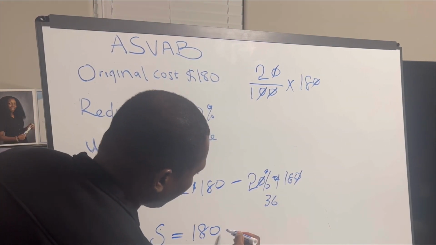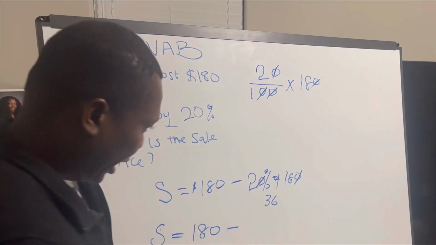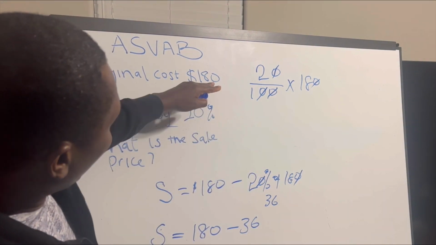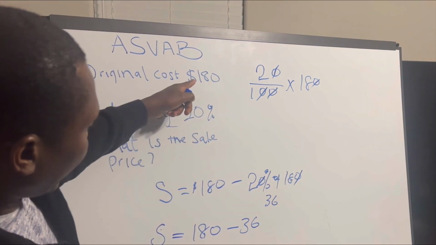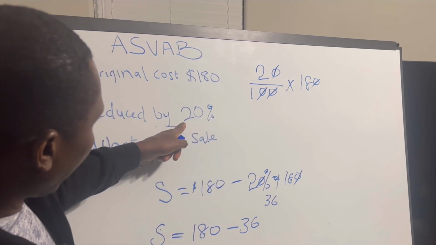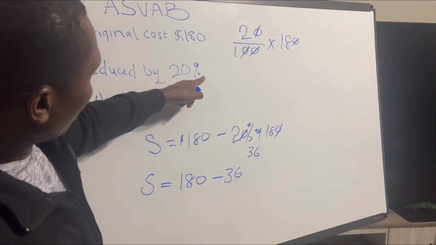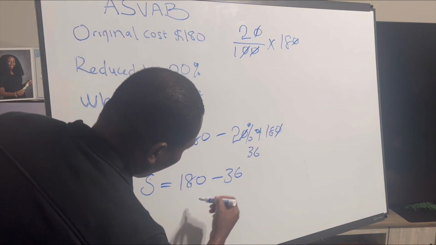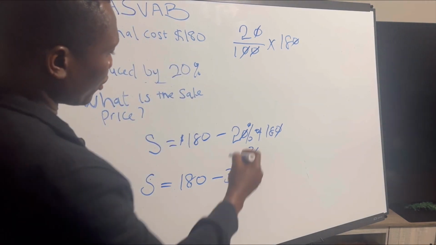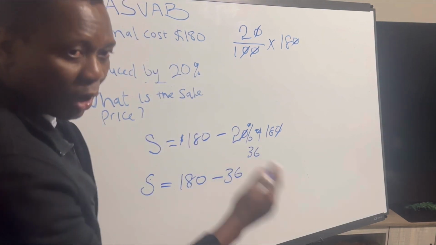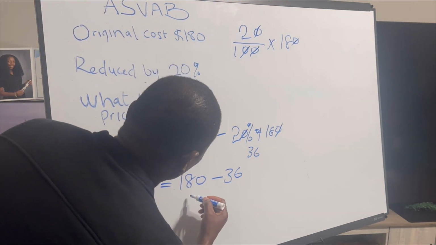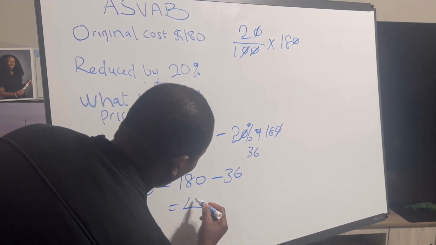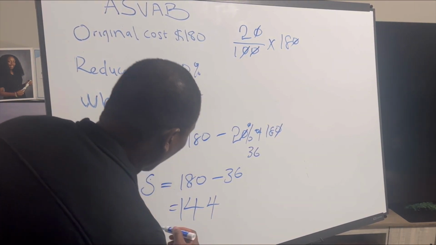So now, your sales price is 180 minus what? 36. Thank you. Minus 36, which is your reduction. So this 180 is reduced by 20% of 180. The number you get by reducing 180 by 20% is, now you reduce it by 36. Because 36 is 20% of 180. So what's 180 minus 36? 144. Thank you. So your answer to the first question is $144.